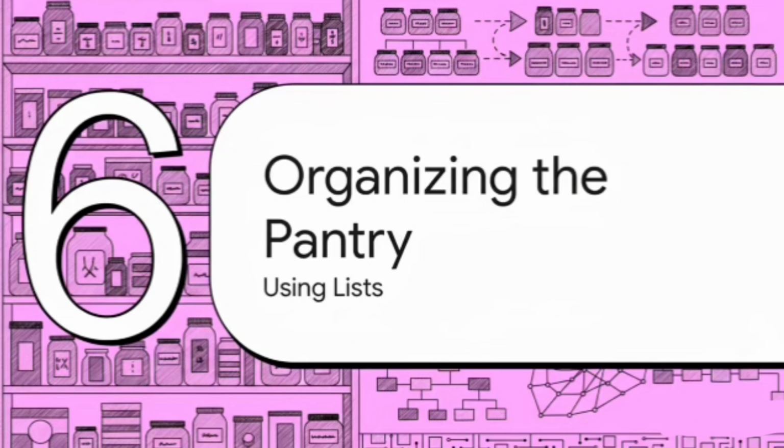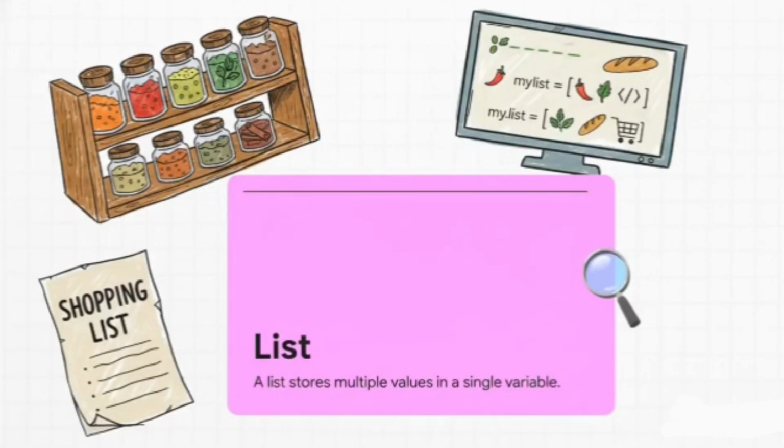So, we've got our ingredients, our instructions, and our awesome shortcuts. The final piece of the puzzle is just good old-fashioned organization, just like a well-stocked pantry. What if you have a bunch of related ingredients, like all your different spices or maybe a shopping list? You wouldn't want a separate labeled jar for every single one. That would be chaos. Instead, you'd use a spice rack or a single sheet of paper. In Python, that's called a list. It's one variable that holds a whole bunch of items all in one place, in order.